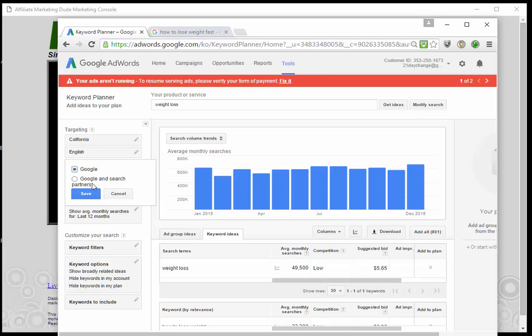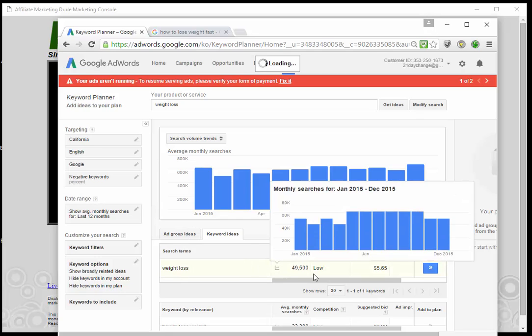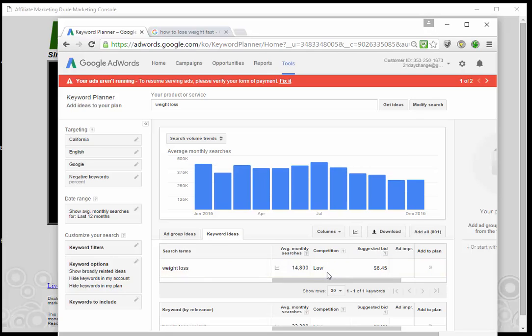If you're just going for Google alone, obviously that's going to change it and it's going to be a lower number because it's not including all the different syndicated search engines that use Google.